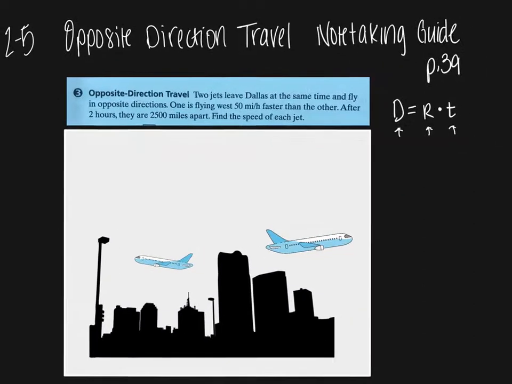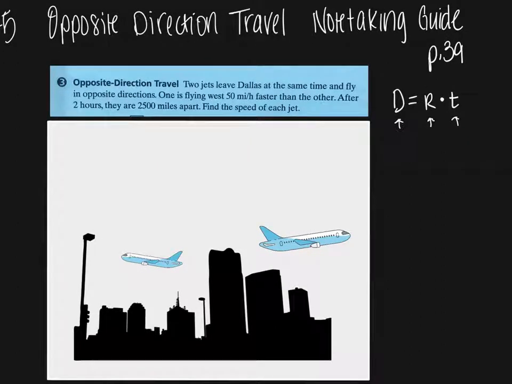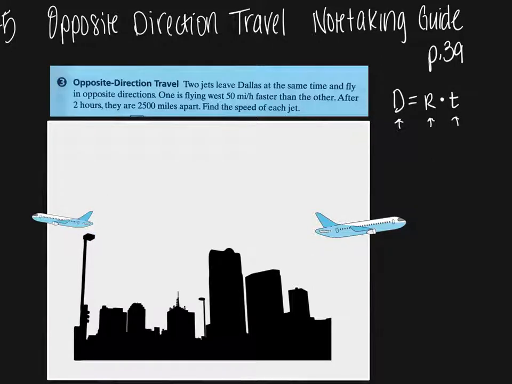Let's look at a situation over here. I have two jets leaving Dallas at the same time and flying in opposite directions. Notice they've left at the same time, and they're going in opposite directions. One is flying west 50 miles faster than the other, and after 2 hours, they are 2,500 miles apart. I want to know what their speed is.